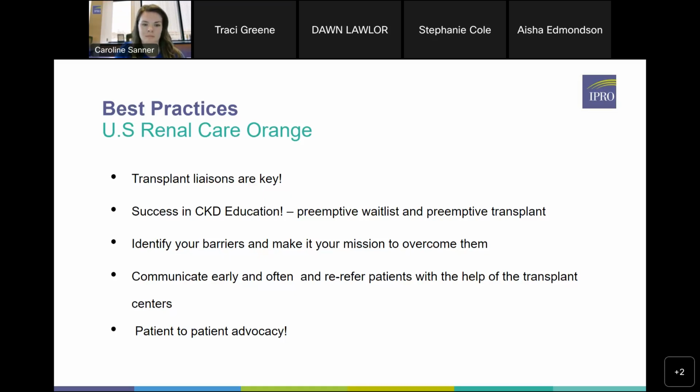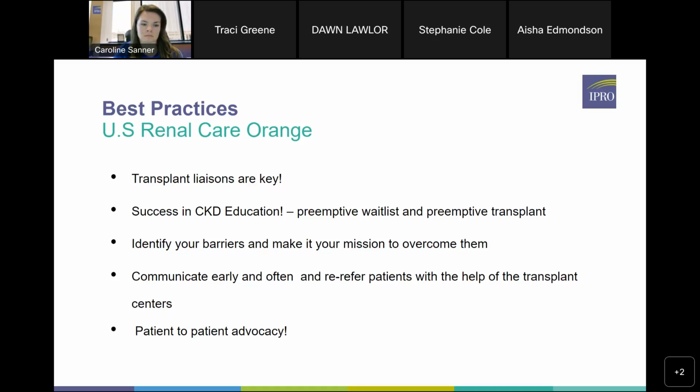Identify any barriers and make it your mission to overcome them. That's very important, whether it's family support, living arrangements, health literacy, transportation. It could be a million things. We all do something different, and we can all play a role in that. Communicate early and often, and re-refer with the help of the transplant centers.